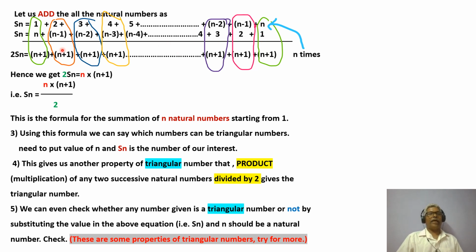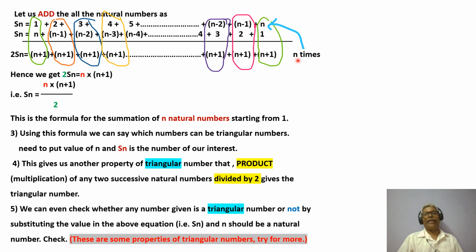Then again write Sn in the opposite direction, that is n plus n minus 1 plus and so on till 1. Then add both these sides, so 2Sn equals, see, this is n plus 1, this is n minus 1 plus 2 which is again n plus 1, this is n minus 2 plus 3 which is again n plus 1, so this is again n plus 1, and the last is again n plus 1.